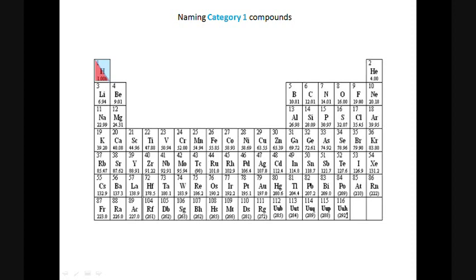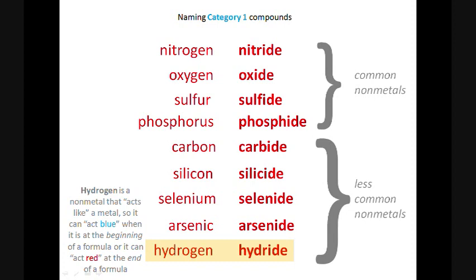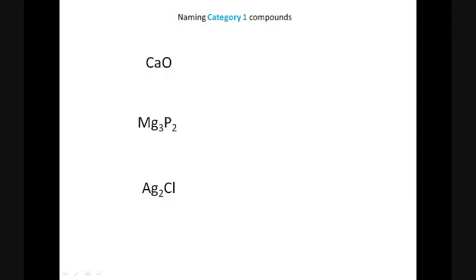Okay, so hydrogen is a crazy element that can be red or blue. How do we know when it's acting blue and when it's acting red? How will we know how to name it? Well, when hydrogen is the first element, it's acting like a metal, so it gets to be blue. When hydrogen shows up as the second element, it's acting like a nonmetal, so it's red. If it's at the end of the formula, it's acting red, and it needs a red name. That means IDE. So hydrogen would become hydride. Again, don't let this weird exception mess you up. Practice will clear up any confusion.